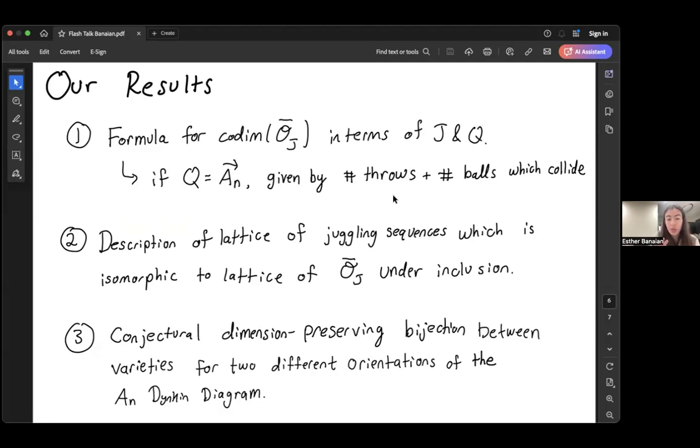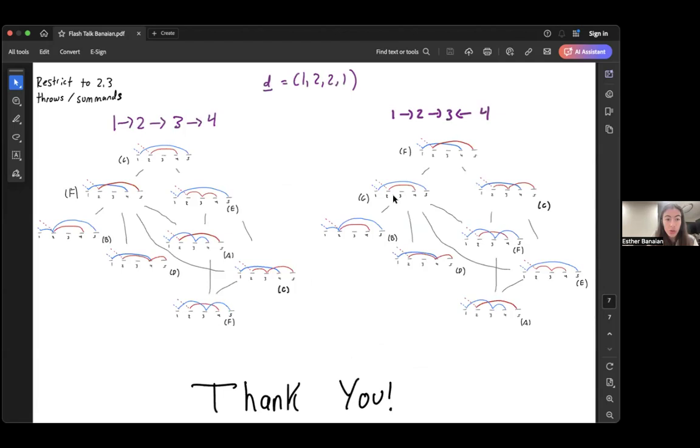And then what is quite fun is to take these lattices of juggling, where different orientations give juggling sequences different codimensions, so they move around in the lattice. But you seem to get always the same lattice. And so we have a conjectural dimension-preserving bijection between varieties for 2 different orientations. So I'll show you an example where it's small enough to say some things.